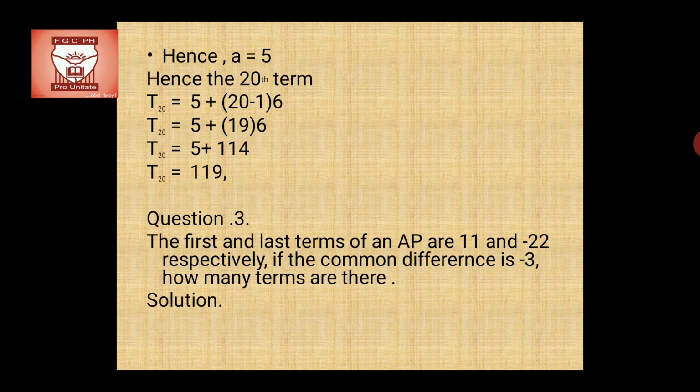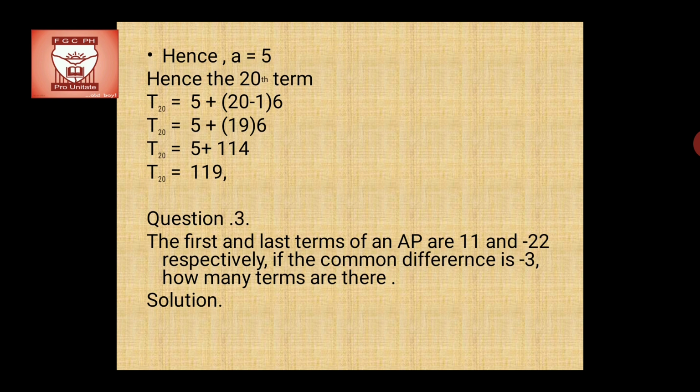When we simplify what is in the bracket, 20 minus 1, we have 19. 19 multiplied by 6 gives 114. And when we add the value of 5, we have 119. We can conclude that the 20th term we are looking for is equal to 119.